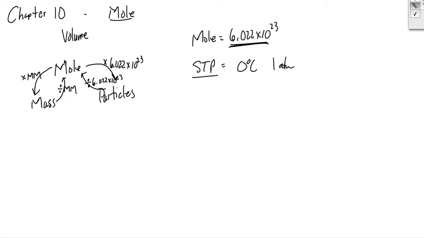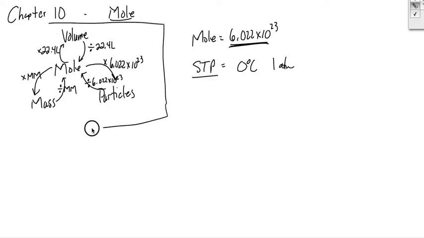So if you know how many moles you have and you want to find the volume of that, you would just multiply by 22.4 liters. If you know the volume and you want to find how many moles that is, you would divide by 22.4 liters. Okay? So this diagram is showing the relationships between all of those different quantities.